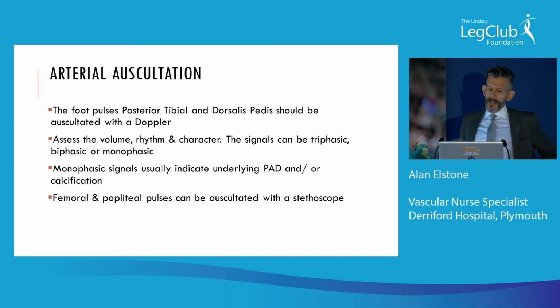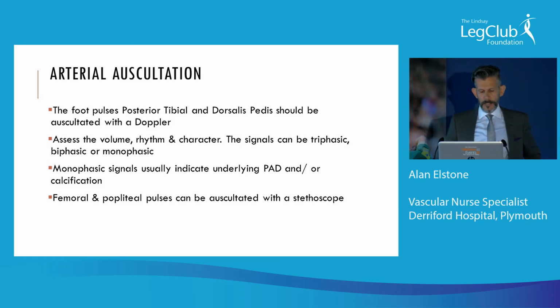If we found them or we haven't found them, then we go on to use a Doppler to look at the volume, rhythm and character. And there was a good talk last year on ABPIs, and I'm not going to cover ABPIs, but the signals that we would listen to would be triphasic, biphasic or monophasic. With time, the arteries become less elastic, so the pulse may become monophasic, and that may indicate some form of calcification or arterial disease.